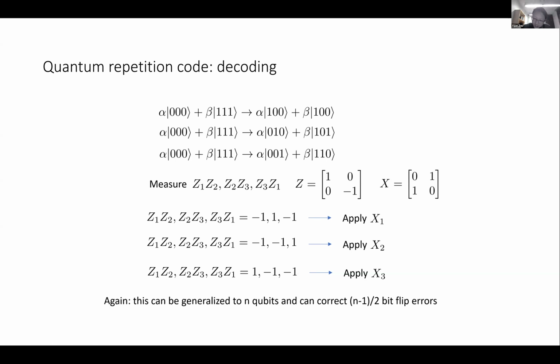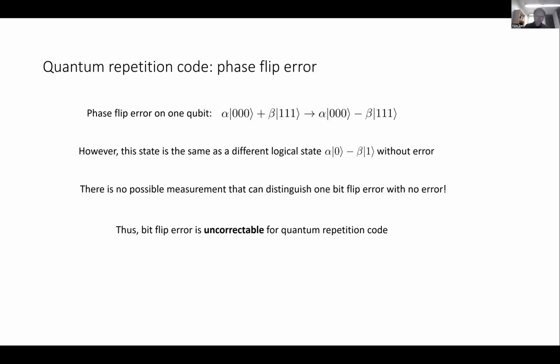And we showed it can tolerate some kinds of errors, but is it good? Actually, it's not, because if you consider a phase flip error, then a phase flip error will actually kill the logical information; you cannot correct a phase flip error. To see why, consider a logical state that is alpha 000 plus beta 111, and you make a phase flip error on the first qubit.